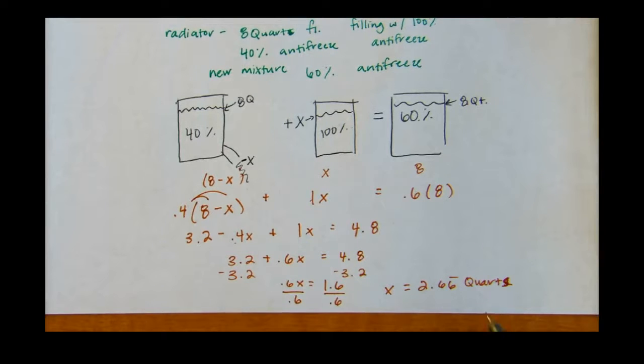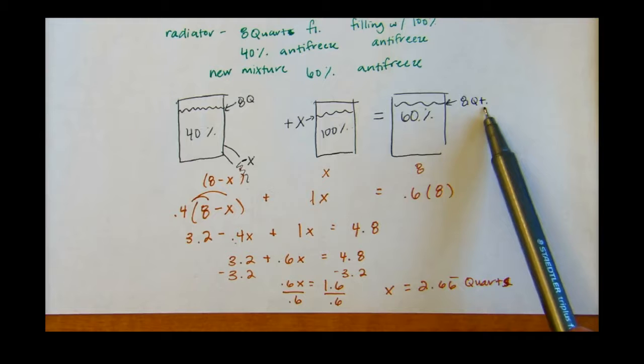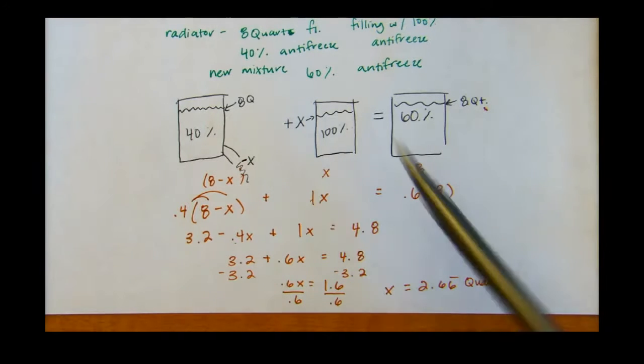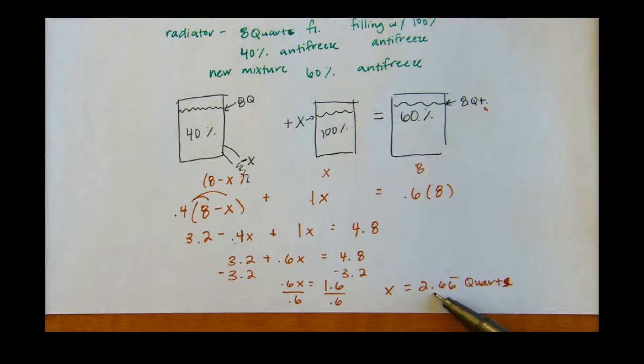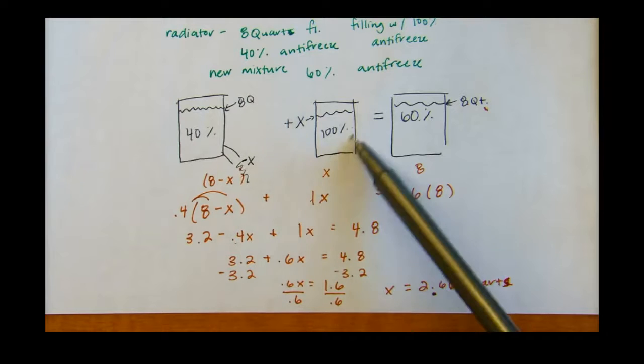The last thing I want to ask myself is, does this answer make sense given the rest of this problem? Well, my total amount is 8 quarts. I know that has to be true. So I know that this number should be some amount less than 8 quarts. And so far it makes sense, yeah. If I were adding 7.99 quarts, that wouldn't really make sense because I'm taking 100% antifreeze.